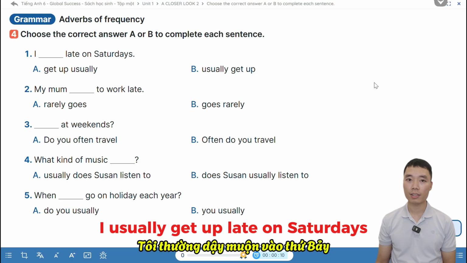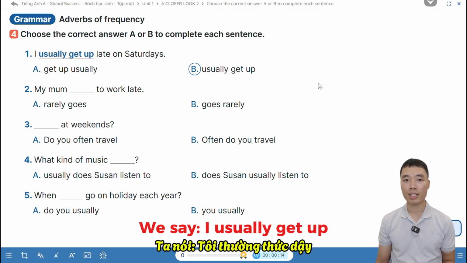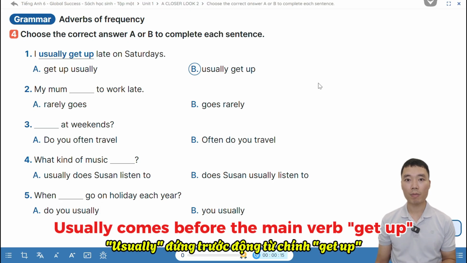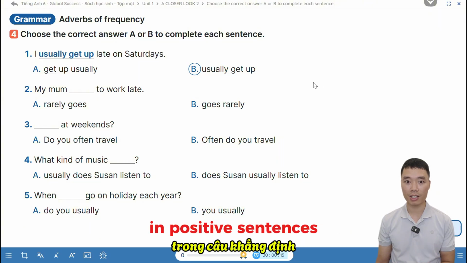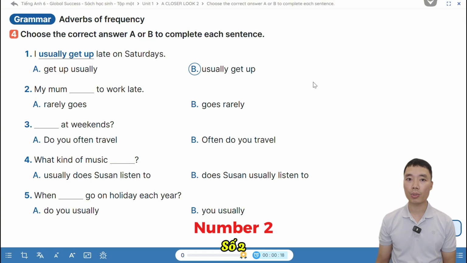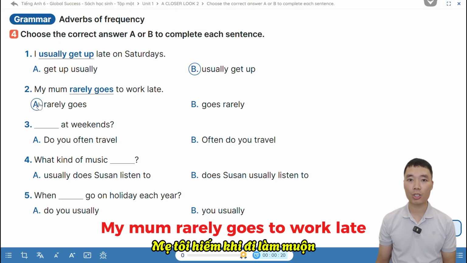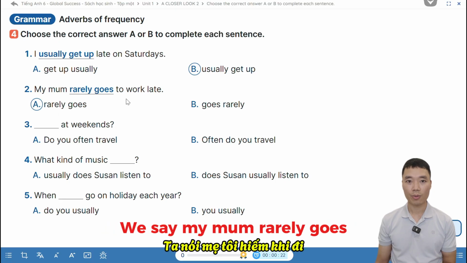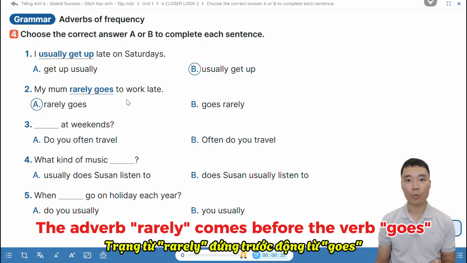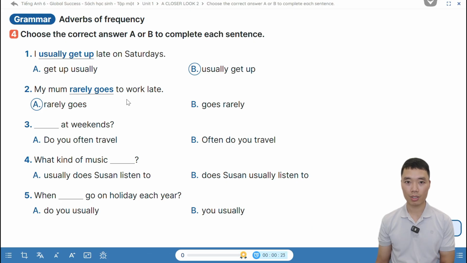Number 1. I usually get up late on Saturdays. We say, I usually get up. Usually comes before the main verb, get up, in positive sentences. Number 2. My mom rarely goes to work late. We say, my mom rarely goes. The adverb rarely comes before the verb goes.